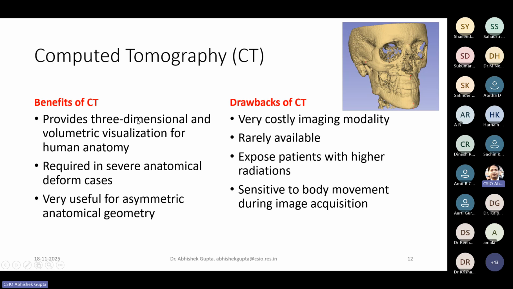So if we compare them, CT provides three-dimensional volumetric visualization of human anatomy, and is required for several anatomical deformities. In some deformed cases we have to conduct the CT, and it is very useful for asymmetric anatomical geometry. But the drawback of CT is that it is very costly imaging and rarely available. At the district level, maybe 2 or 3 imaging centers are there where a CT can be acquired. Importantly, it exposes the patient to higher radiation, and it is sensitive to body movement, because if the body moves during CT acquisition, the imaging has to be repeated.